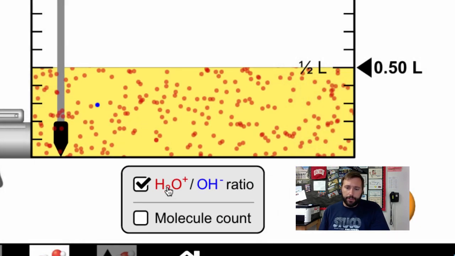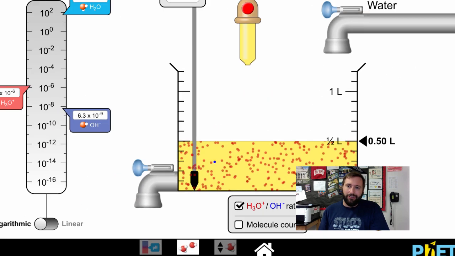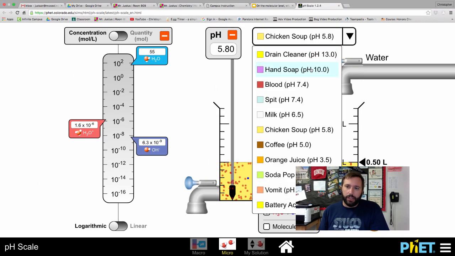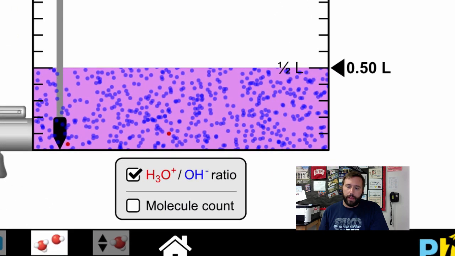Okay, so remember, according to Arrhenius, when there's more hydronium than hydroxide, you have an acid. Conversely, let me change this to a more basic solution. When you have more hydroxide than hydronium, for example, when you have more of these blue circles than red circles, you're going to have a base.